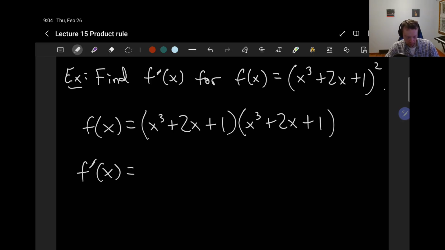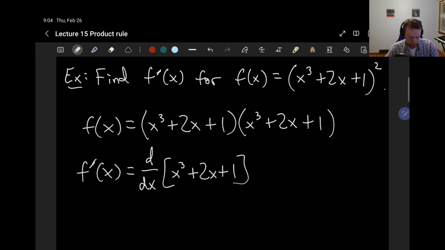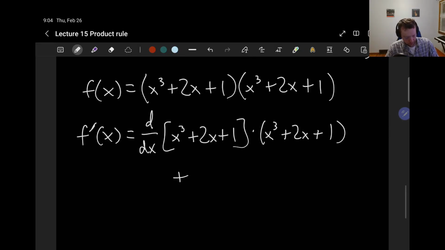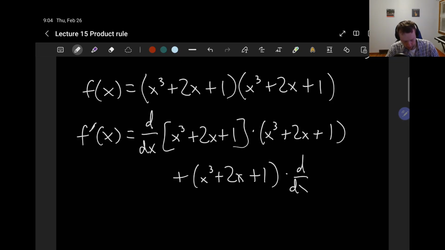So f prime of x, the derivative, is derivative of the first, and I'm showing extra work. Once we move beyond this section, I probably won't do this a whole lot. This rule should come pretty naturally to us over time. Then this piece left alone times the derivative of the other piece, which is really the same thing.